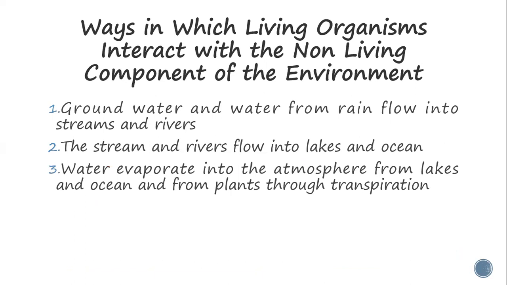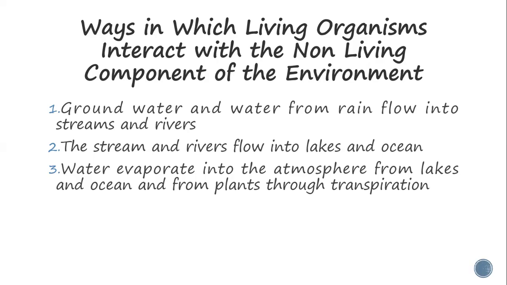The groundwater and the water from the rain flow into the streams and the rivers after the rain has already fallen. Now the streams and the rivers flow into the lakes and the ocean, collecting the water together. Then, after the heating of the sun, the water evaporates into the atmosphere from the lakes and the ocean, and from the plants also through the process of transpiration.